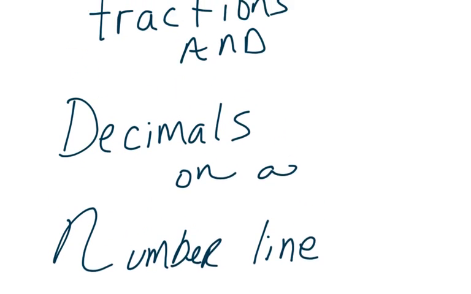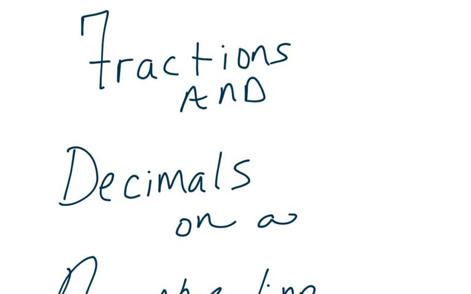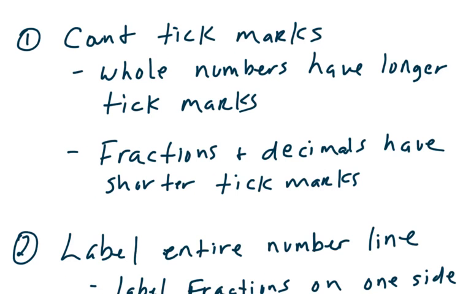So there is our title. Make sure you scribe that down. What are we going to do each time? Count our tick marks. Whole numbers have longer tick marks. Fractions and decimals have shorter tick marks. So it makes it easier for you to know what's a whole number and what's not a whole number based on a number line that only is partially labeled.